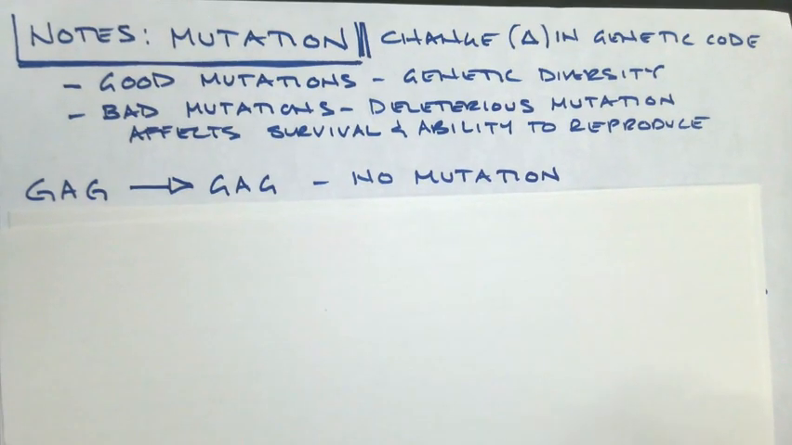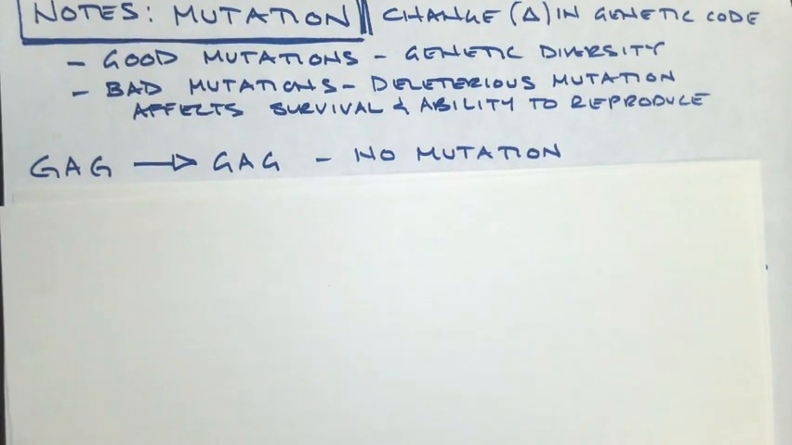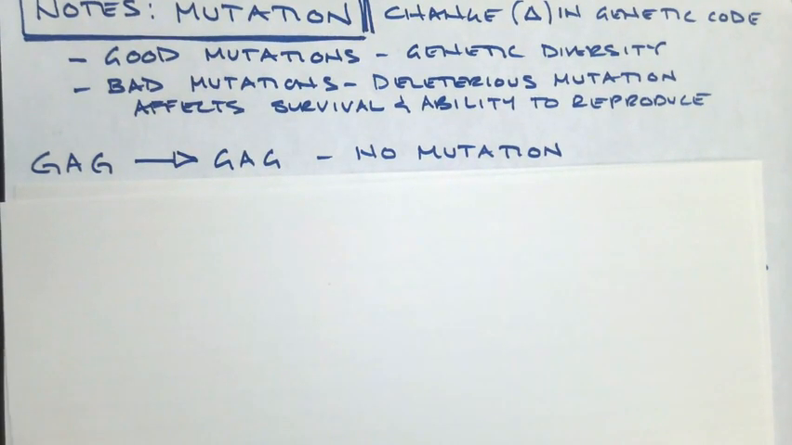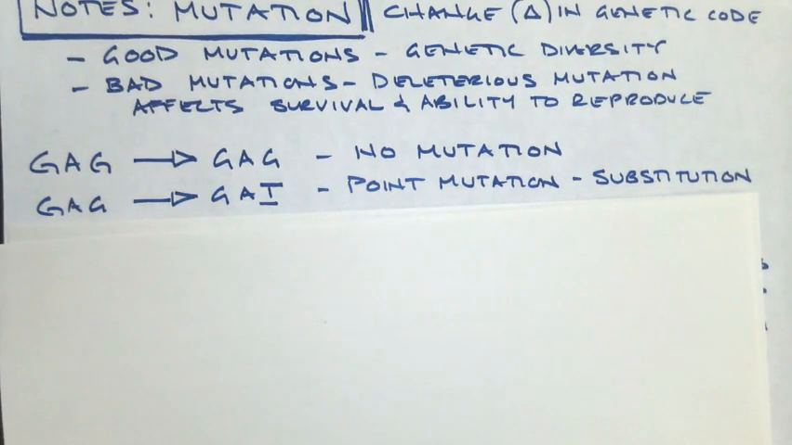Here we have an example of no mutation. So we're looking at the nucleotides. GAG converts to GAG, so there's no mutation. The next one is GAG. However, this time, the last G is substituted for a T. We call this a point mutation and a substitution.